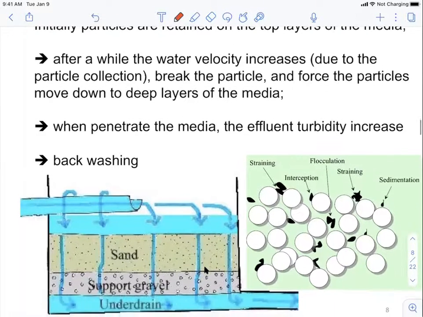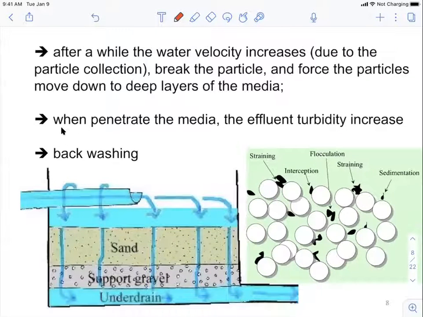But there should be a limit, right? If the velocity is too large or the sand filter is saturated, then the water or the contaminants are going to penetrate the media. When that happens, the effluent, basically the outlet flow, is going to become more turbid, so the turbidity is going to increase. Of course, this is a situation that people don't want, because it means the filter is damaged, and we're leaking all of these pollutants out of the sand filter.